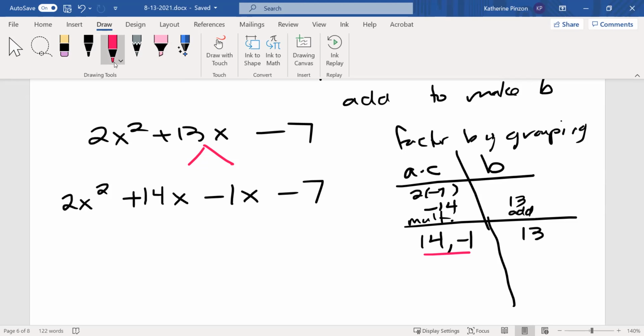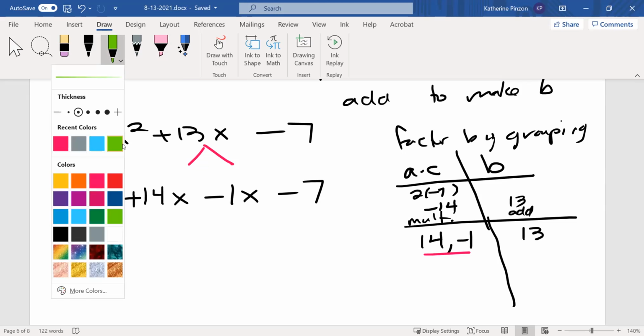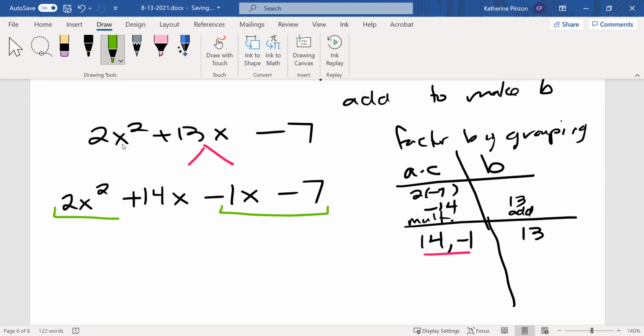Okay, then what I do is I call it factor by grouping because I'm going to make two groups. I'm going to group these two terms together and I'm going to group these two terms together. If I look at the first two terms, what's their greatest common factor? 2x. If I look at the second two terms, what's their greatest common factor? -1. Good. So I'm going to write this guy as 2x. I'm going to write this guy as -1.